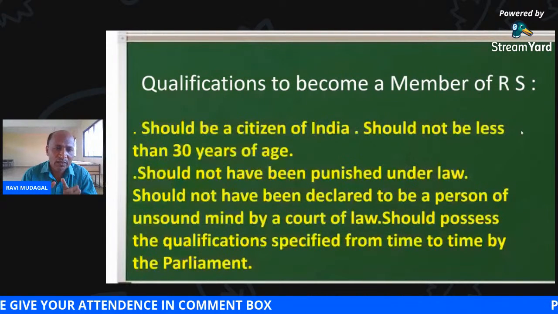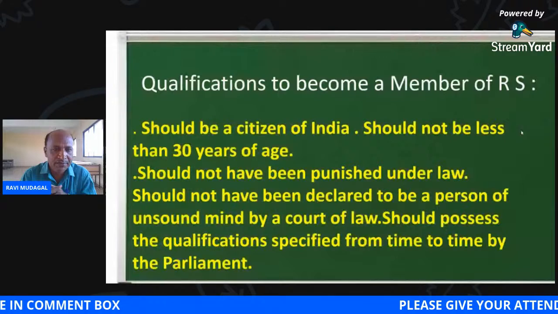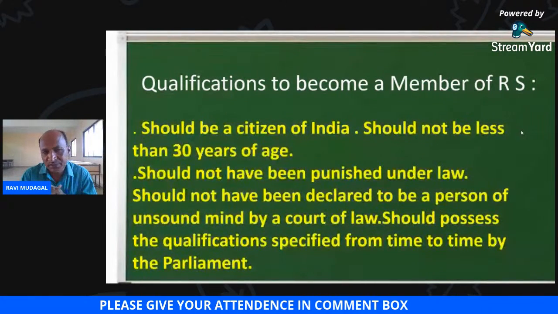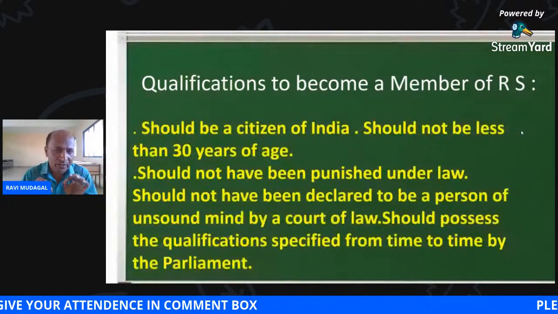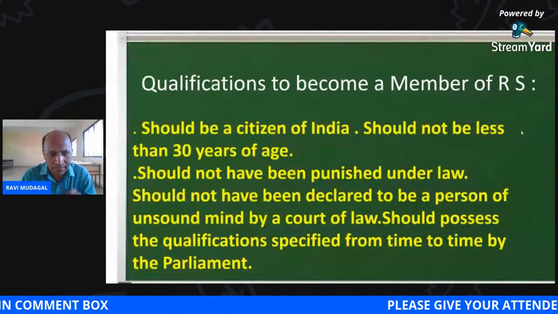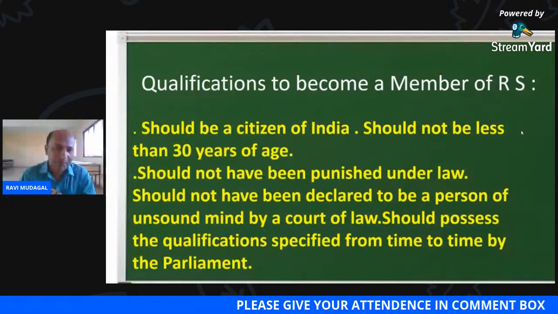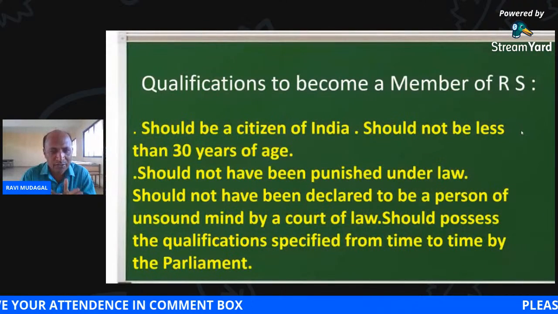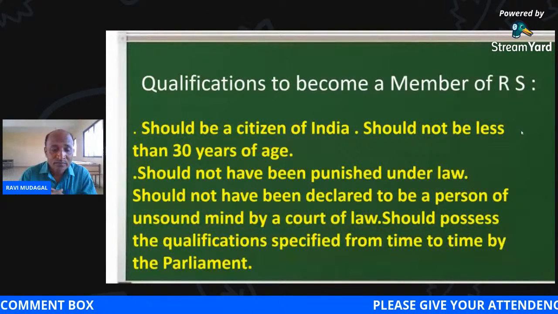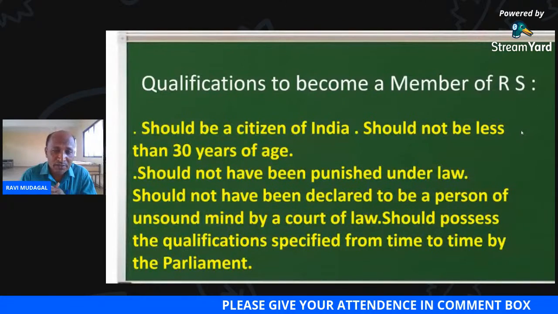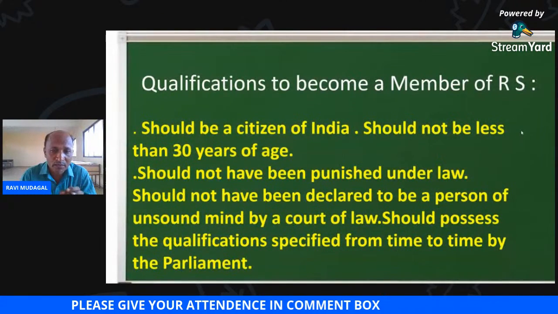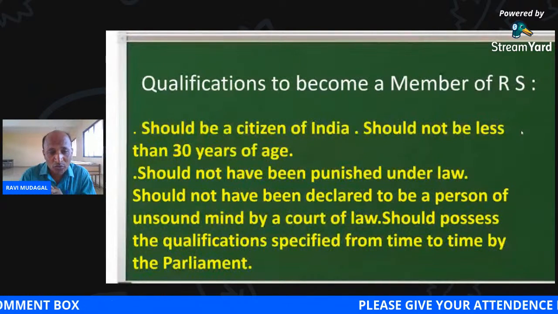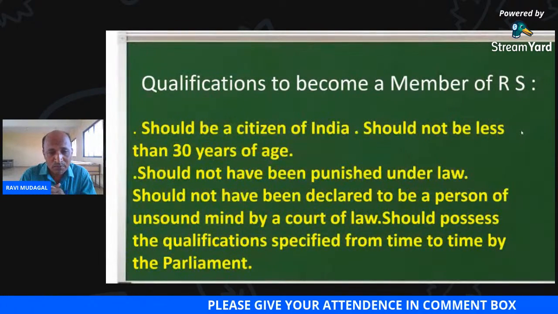Now, let's take a look at point number 1. The first qualification is, should be a citizen of India, should not be less than 30 years of age. First of all, the first qualification to become a member of Rajya Sabha is, should be a citizen of India. If a foreigner wants to become a member of Rajya Sabha, is it possible? Do you allow him to become a member of Rajya Sabha?